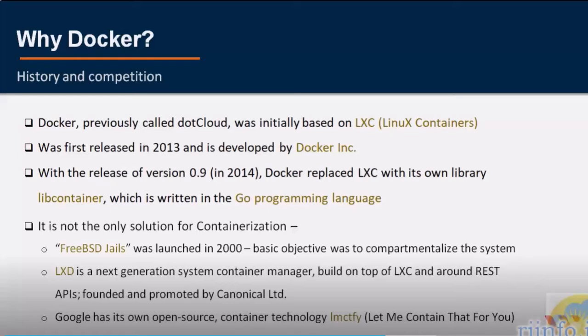Next, LMCTFY is yet another implementation of operating system level virtualization. It is based on the Linux kernel's cgroups functionality, which we know is also used by Docker. It is the open source version of Google's container stack. They are collaborating with Docker on libcontainer.